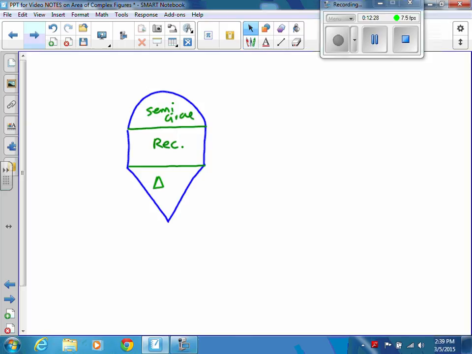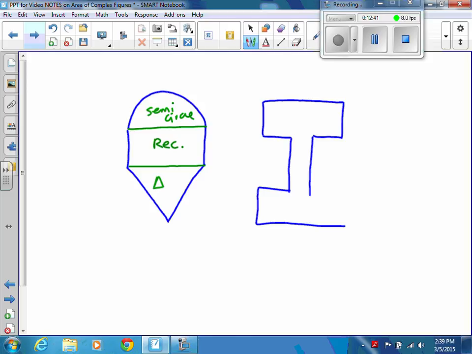Another idea would be if I had something that looked like this. Okay, if I had something that looked like that, I can't find the area of that. But again, can I cut it up? I can. All I have to do is cut right here to make that rectangle number 1, and cut right here, and that'll make rectangle number 2 and rectangle number 3. So again, think about how you might be able to cut up a shape to get yourself to where you need to be with these composite figures.